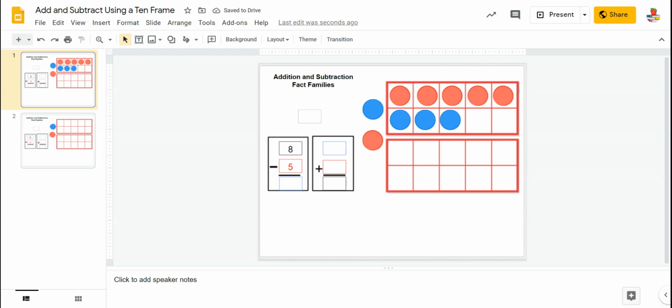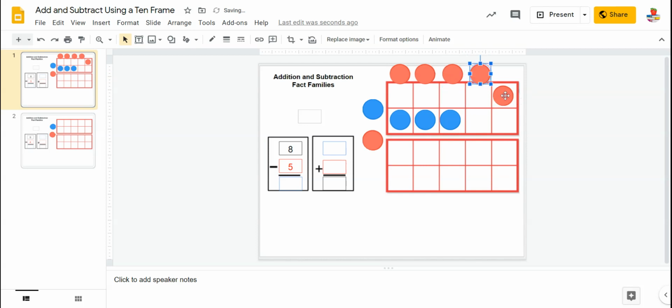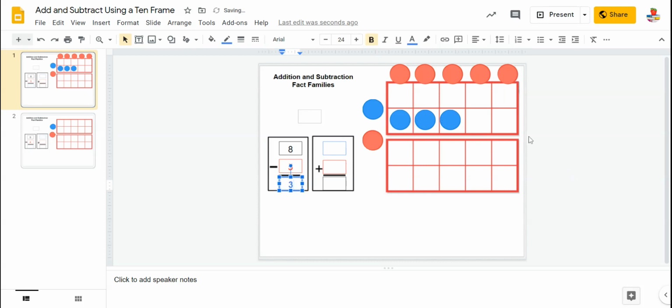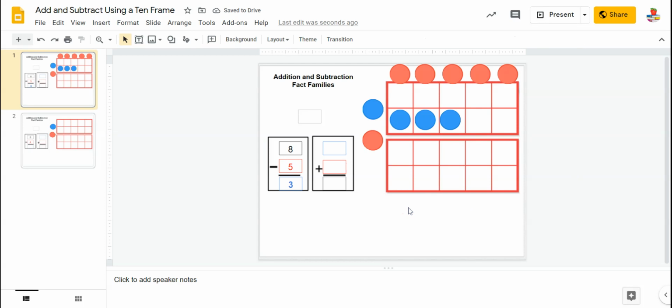Because my problem says 8 minus 5. If I take away these 5, I'm going to be left over with those 3 that I just added, because I knew I started with 5. So I'm going to be left with these 3 right here. So my answer is 3. 8 minus 5 equals 3.